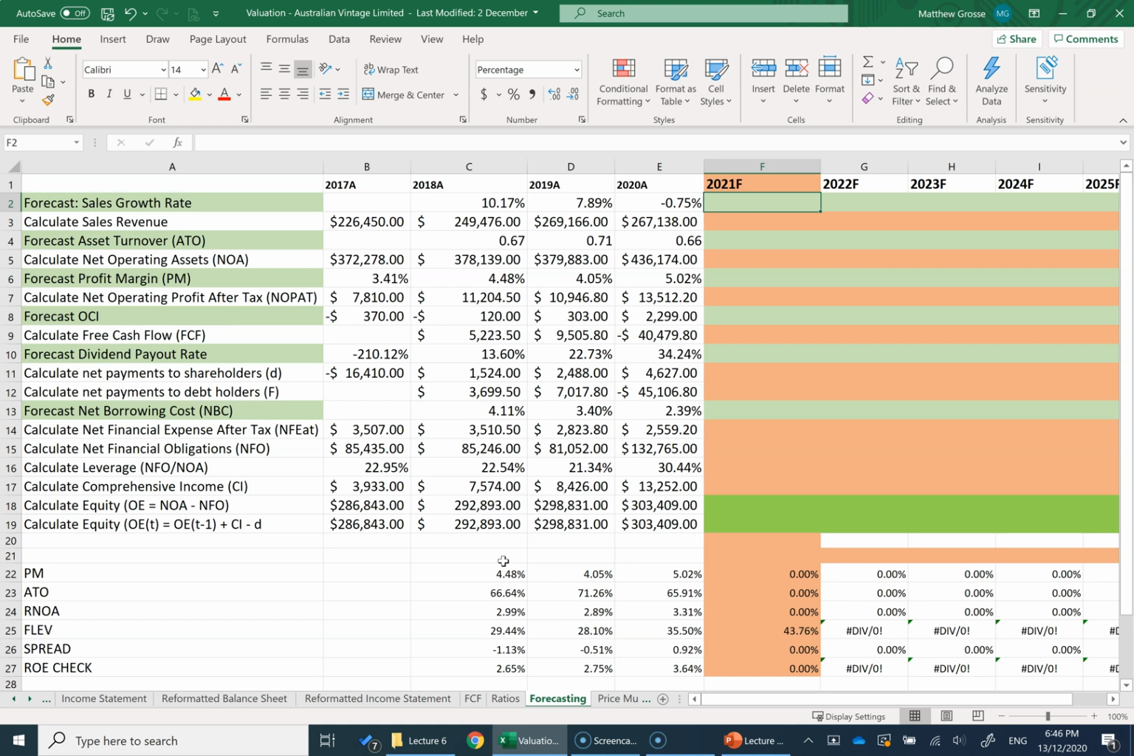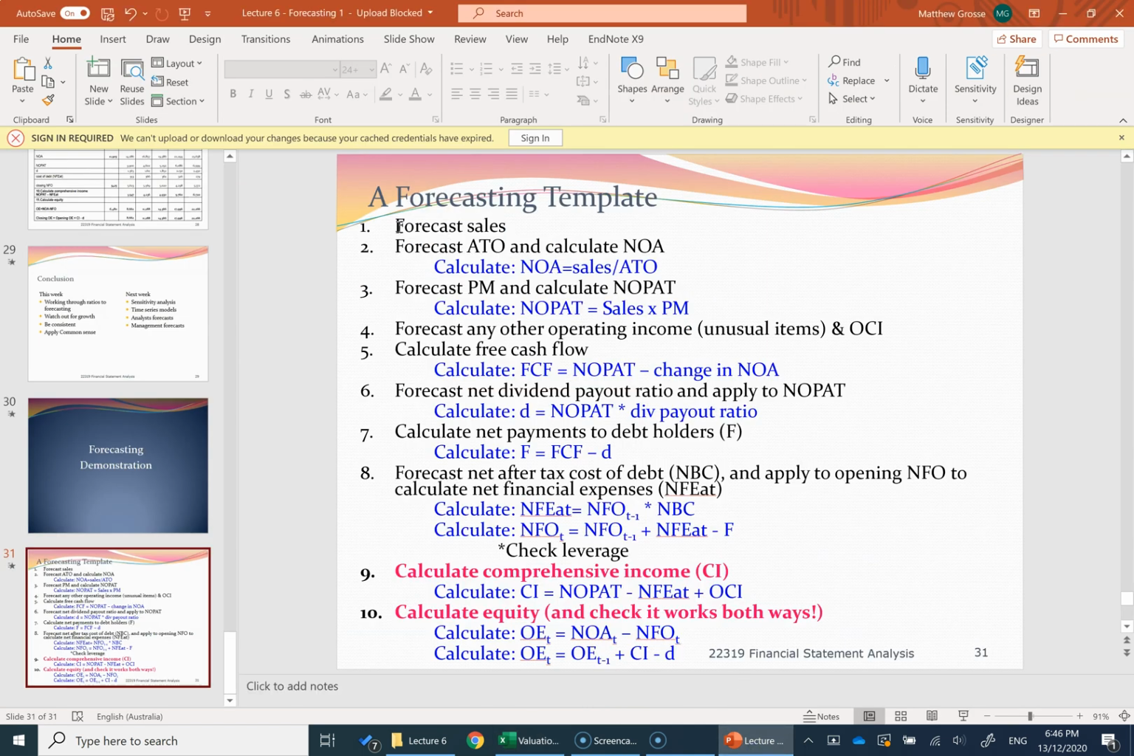Now my aim in this video is to go through the calculations and the process of building the spreadsheet. The actual forecasts that I'm making are just going to be simple numbers just to show the calculation process rather than a well-researched or detailed analysis of the forecasting decisions. Okay, so I'm going to be using this 10-step forecasting template. So the first thing I have to do is forecast sales.